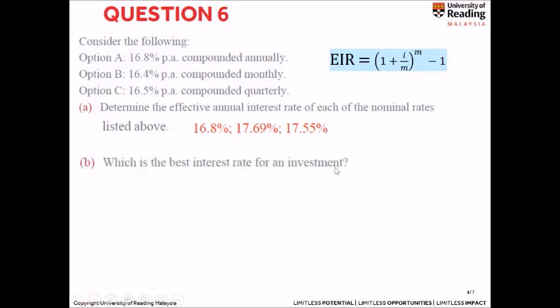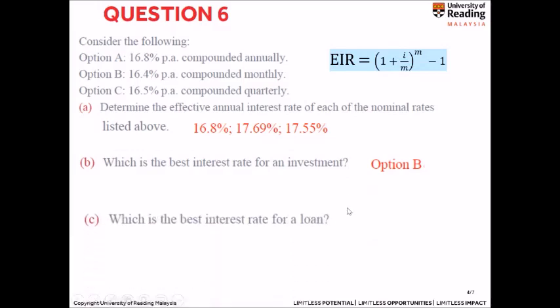So let's look at B. Which is the best interest rate for an investment? Investment means you put money in the bank, you definitely want the highest possible EIR. Looking at the answer in part A, you will definitely choose option B because it gives you 17.69%, even though it is the lowest among the 3 options as far as the interest per annum is concerned.